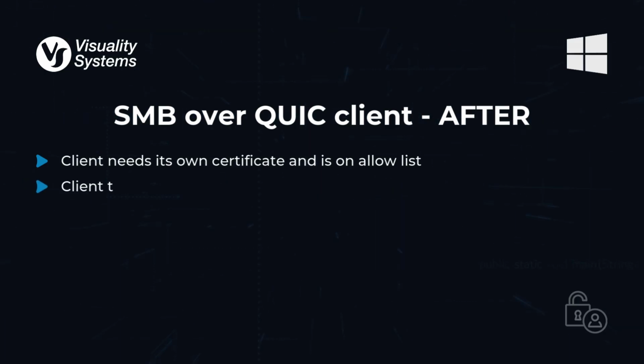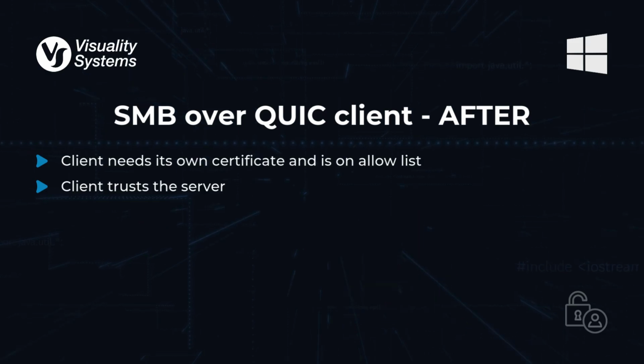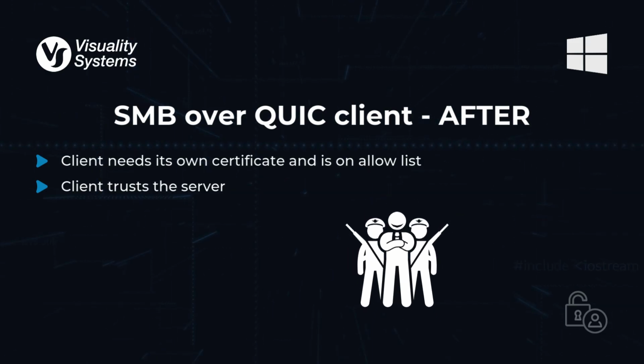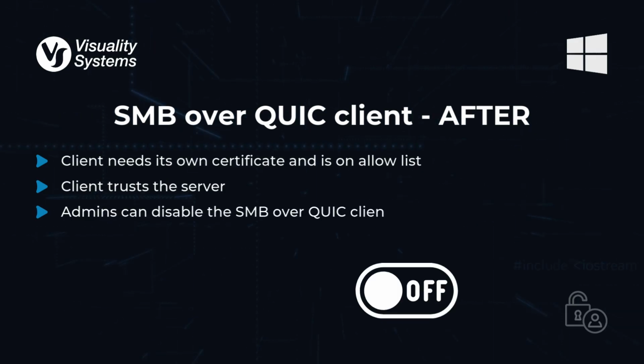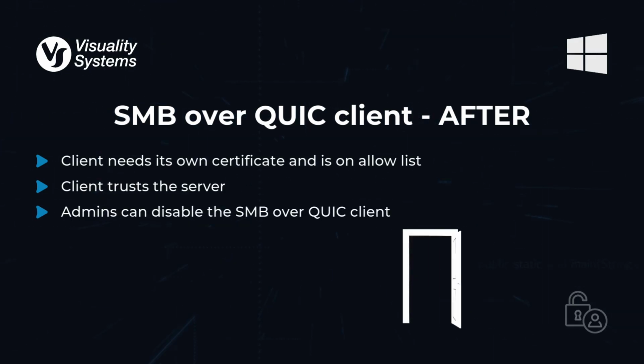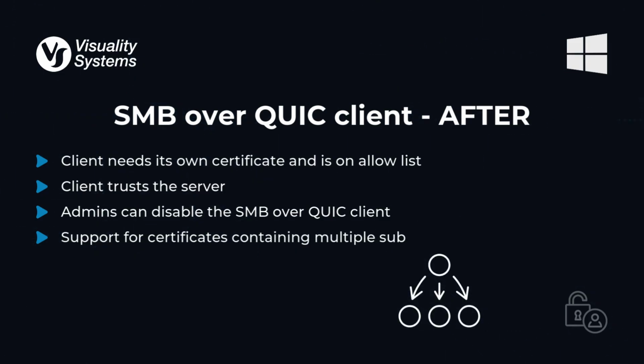The client trusts the server via a valid shared root authority key, and the client certificate is added to a trust list managed by the server. You get more protection without changing SMB authentication and user experience. Admins can also completely disable the SMB over QUIC client, allow connection to specific servers, or revoke certificates. Certificates containing multiple subject alternative names are supported.